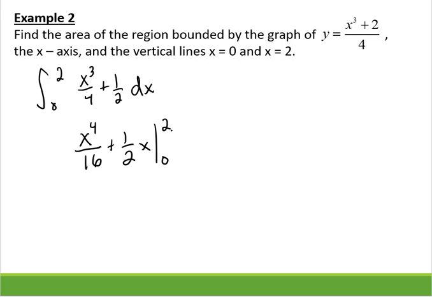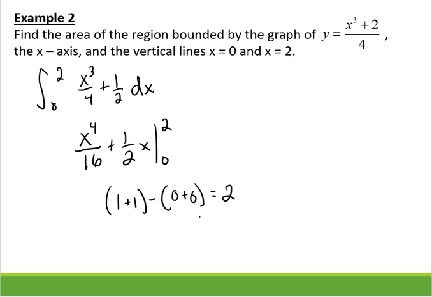I plug in 2, and I get 2 to the 4th power over 16, which is 1, plus 1, minus... I still want you guys to be plugging in 0 here, because there's eventually going to be some problems where when you plug in 0, typically with exponentials, you're going to get 1 as your answer. So still be plugging in the 0 and you're done.